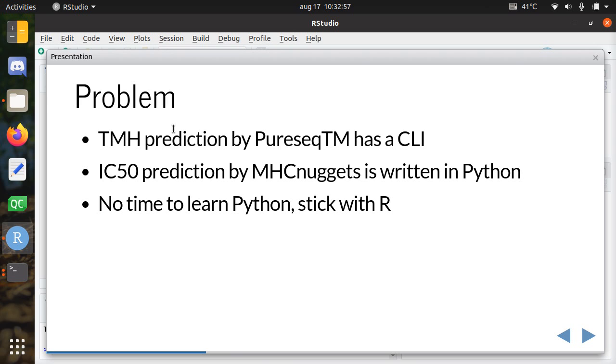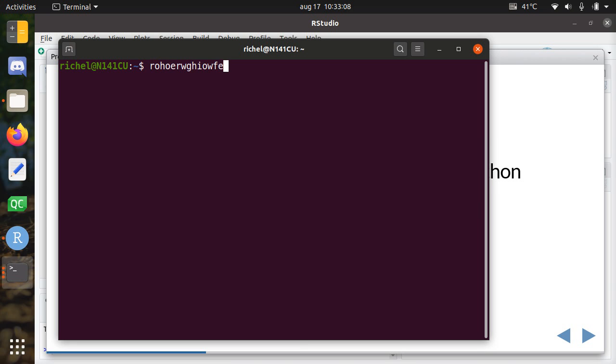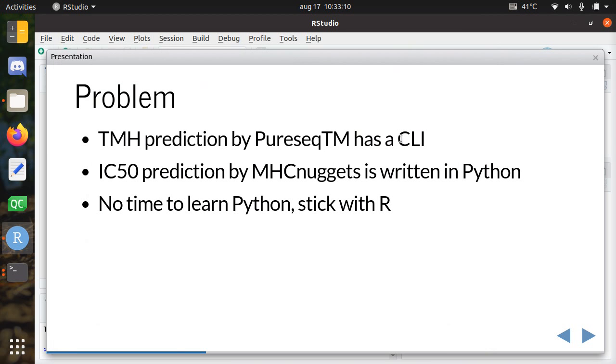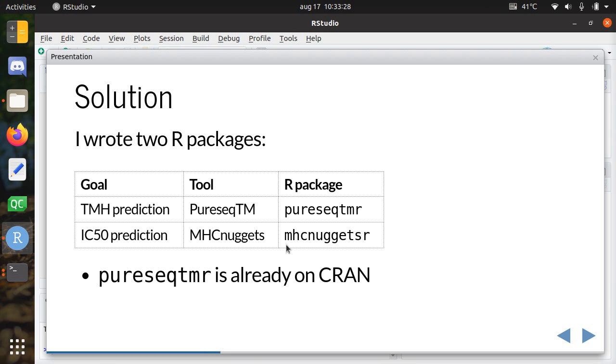There are some problems, however, because the transmembrane helix prediction by PureSecTM has a command line interface, so you can only use it from the terminal where you type, and that doesn't work well in a pipeline unless you do the pipeline in that language. And the IC50 prediction software, MHCnuggets, is written in Python, whereas I'm best with using R.